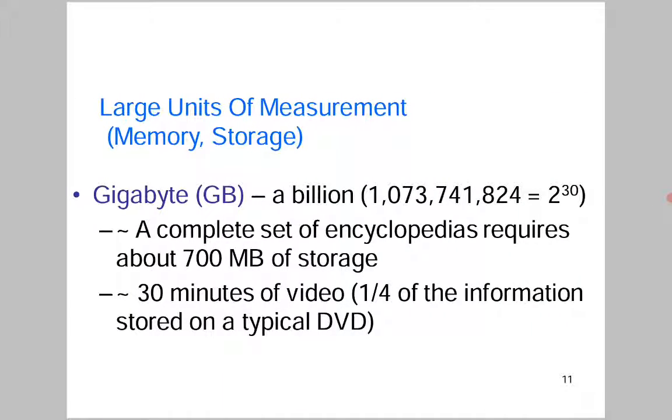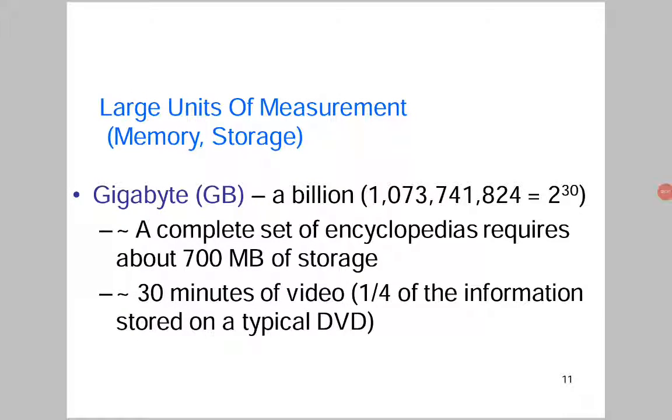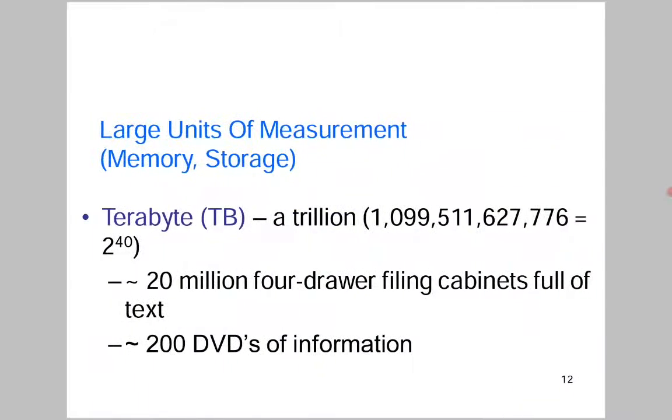So MB means 2^20 bytes and kilobyte means 2^10 bytes. Similarly, GB means gigabyte. A gigabyte means about a billion bytes, that is 2^30. So these are the different measures of memory and storage units. Similarly, TB means terabyte, which is about a trillion bytes.